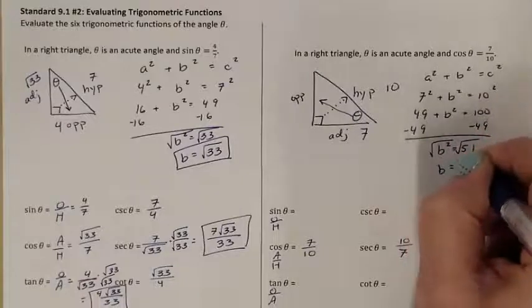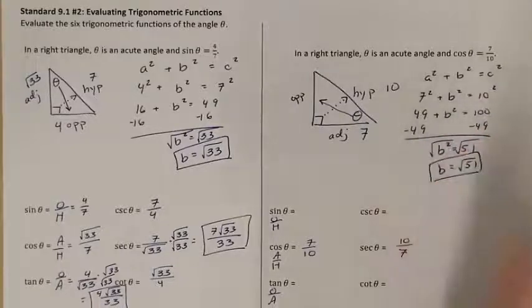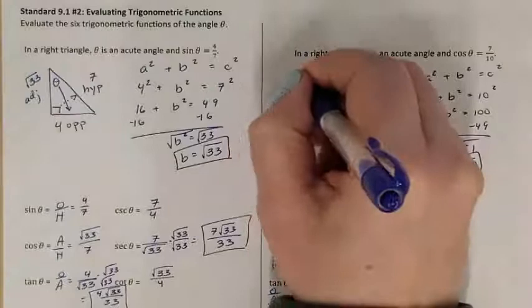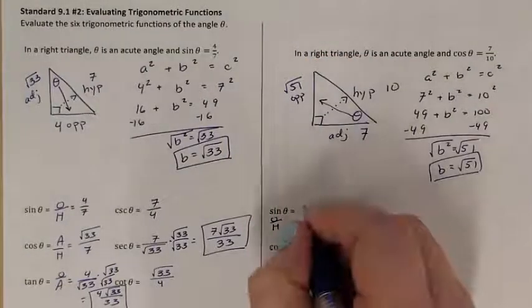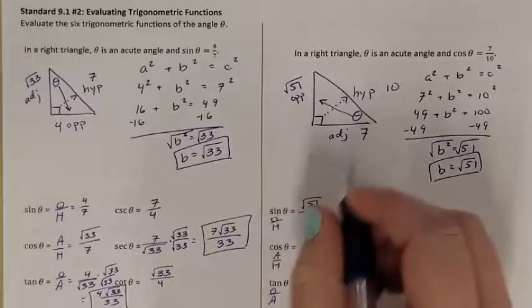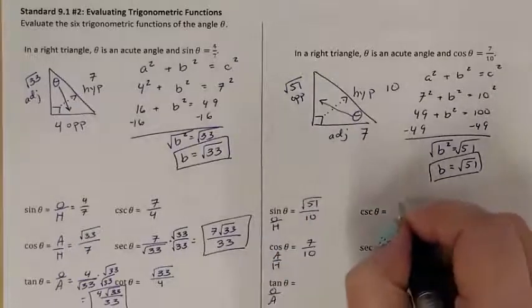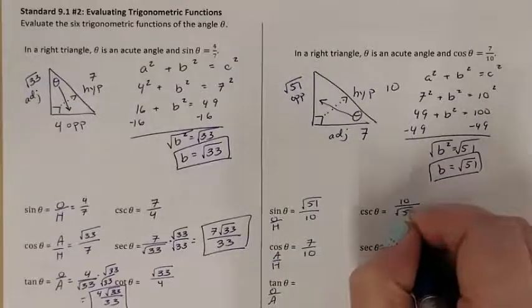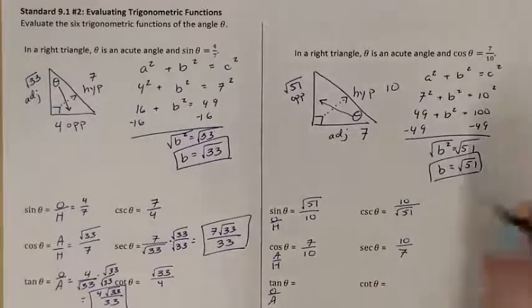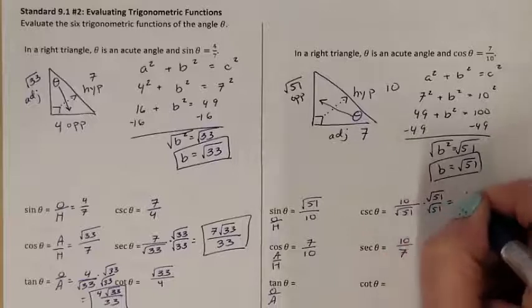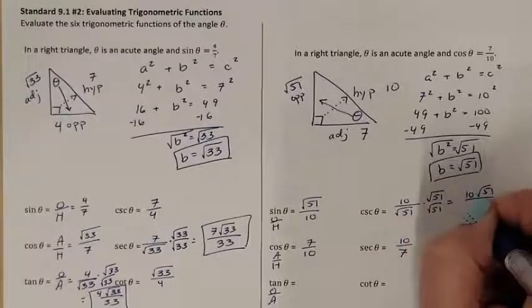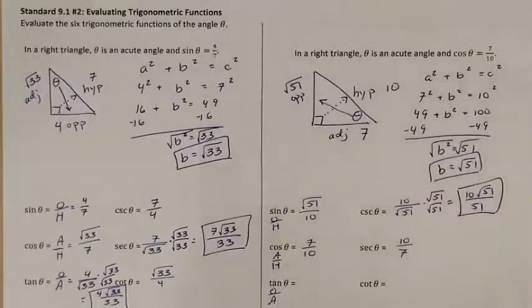So b is the square root of 51. So my opposite is the square root of 51. So sine is the square root of 51 all over 10, which meant cosecant is 10 all over the square root of 51. But you can't leave that radical in the denominator. We've got to rationalize both sides. So 10 square root 51 all over 51 is my cosecant.